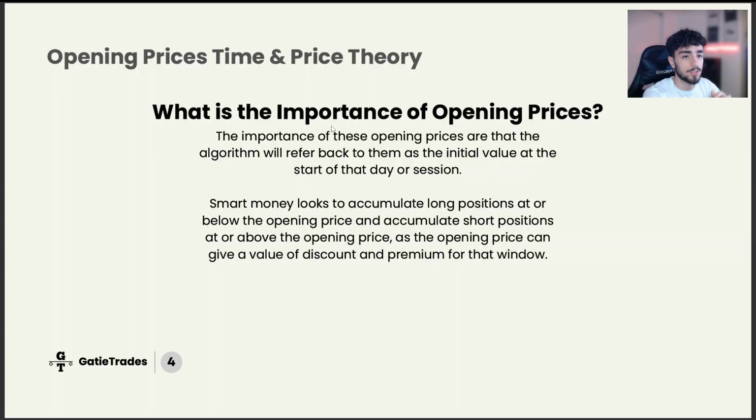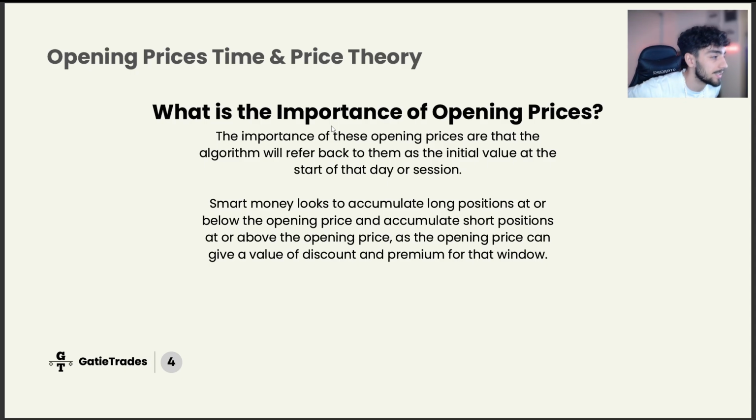So what is the importance of these opening prices? The importance is very simple. The algorithm will refer back to these levels as the initial value of that specific day or session. It's like if I said, okay, today we're going to sell iPhones for $100. If we start at $100 and the iPhone price drops below 100, then we're in discount. And if we're above $100, that means we're in premium for this day or for this session.